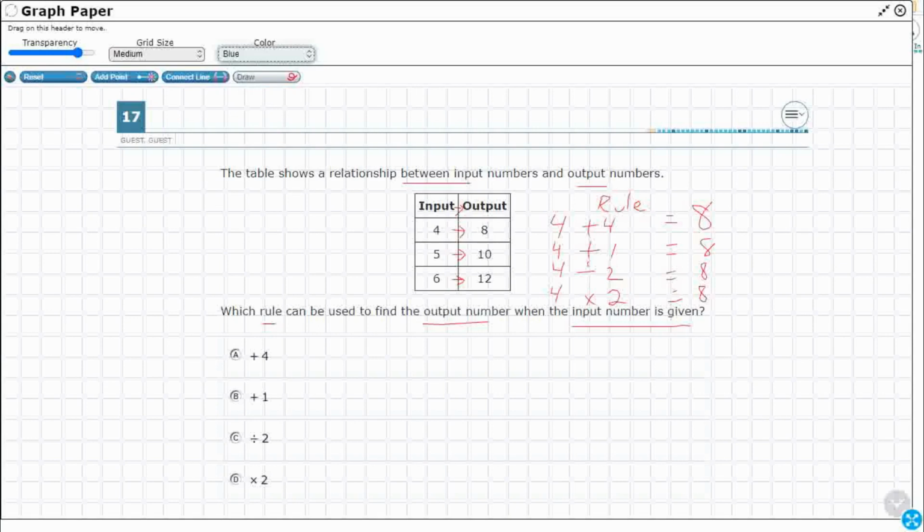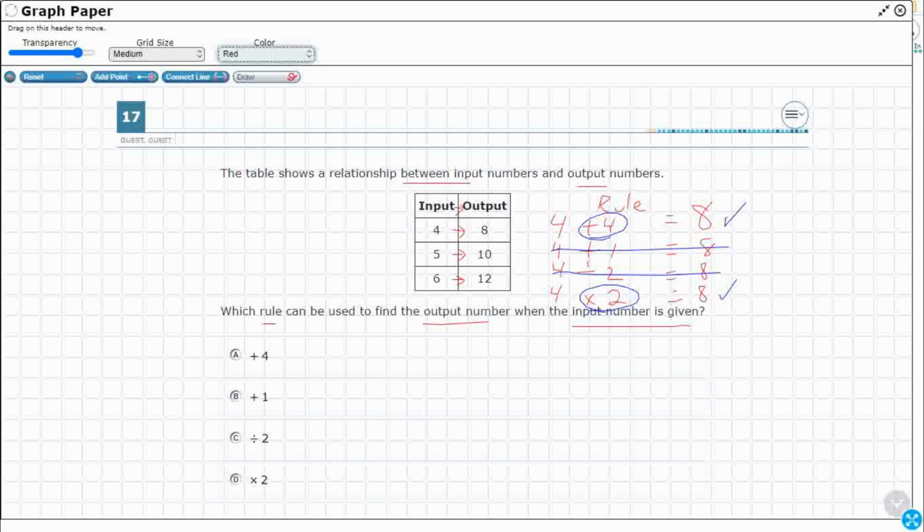4 plus 4 equals 8, okay? So I like the plus 4. 4 plus 1 equals 5, not 8. No. 4 divided by 2, now that makes 2. 4 times 2 makes 8, okay? So far I've got 2 options, which is why you can't just look at that very first one.